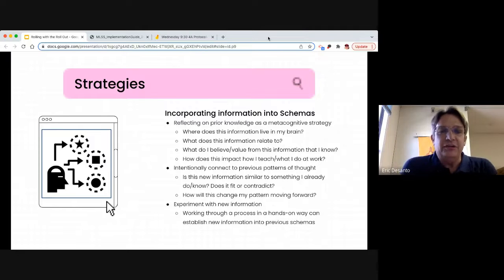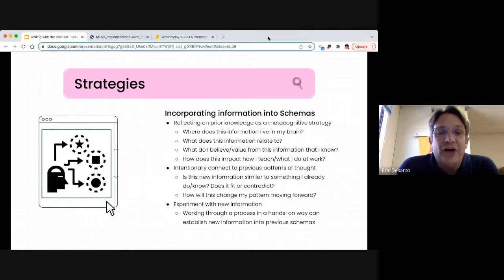One of those, as you guys mentioned, is reflecting on prior knowledge as a metacognitive strategy. When you think about where does this information live in my brain, you start to think about what is it connected to? What do I believe or value with this information that I know? What do I believe or value with this new information? What does this do to my teaching? What is this new information going to force me to change? Those thought patterns can directly affect your schema that are in place, allow you to create new ones. When you intentionally make connections to previous thought patterns, as a lot of you mentioned, that allows that new information to stick much more easily.